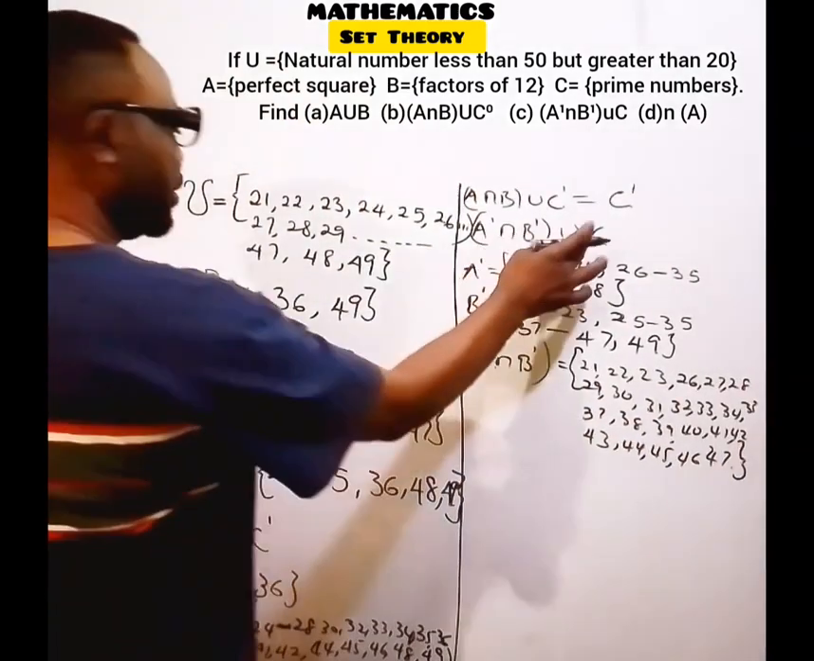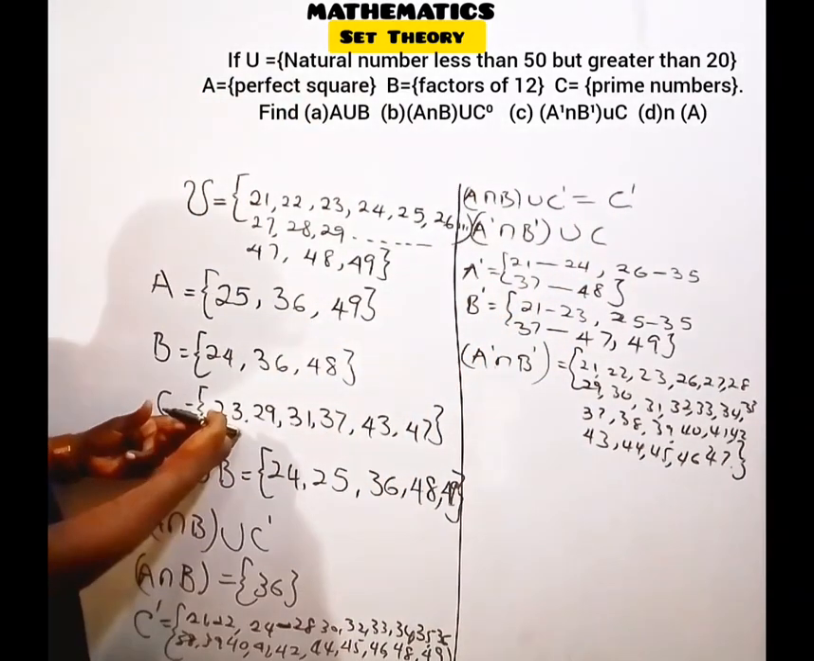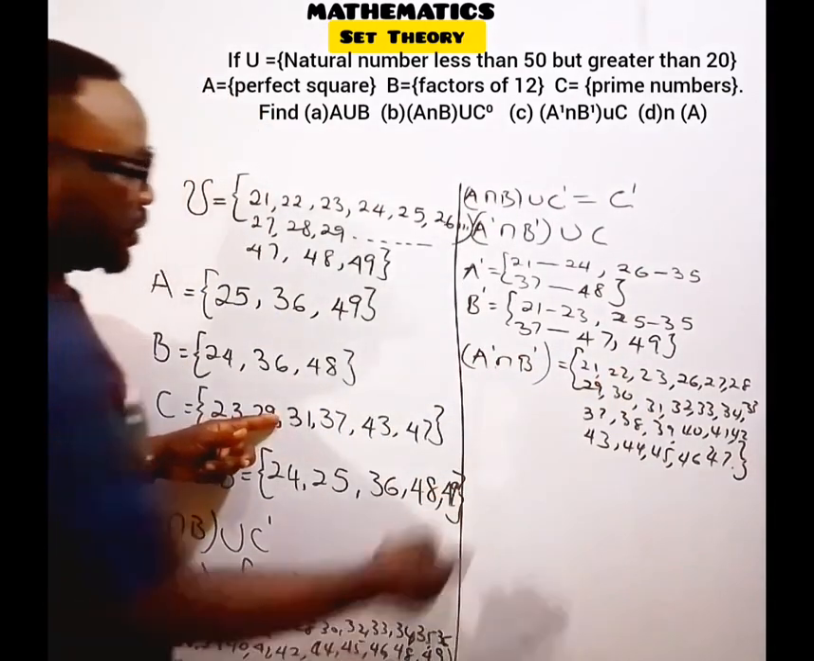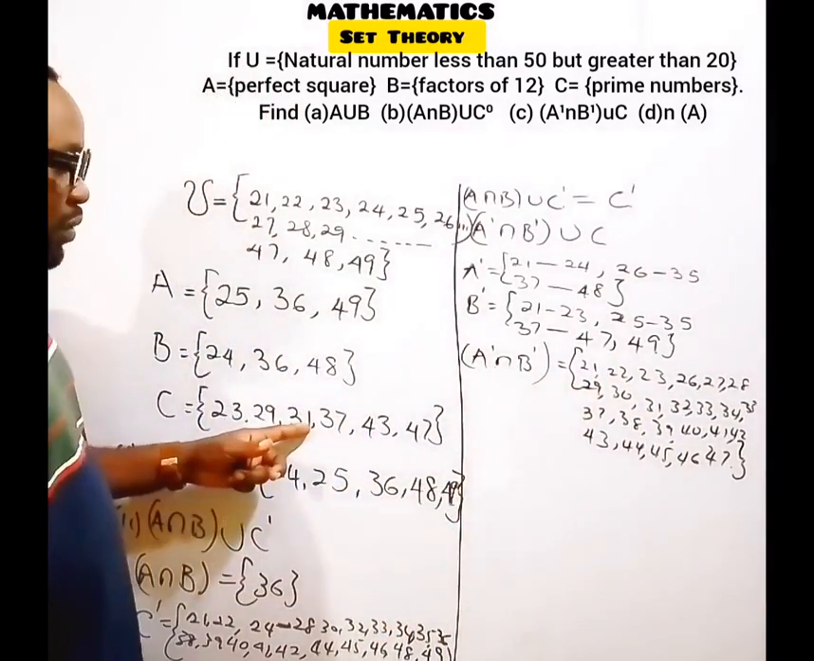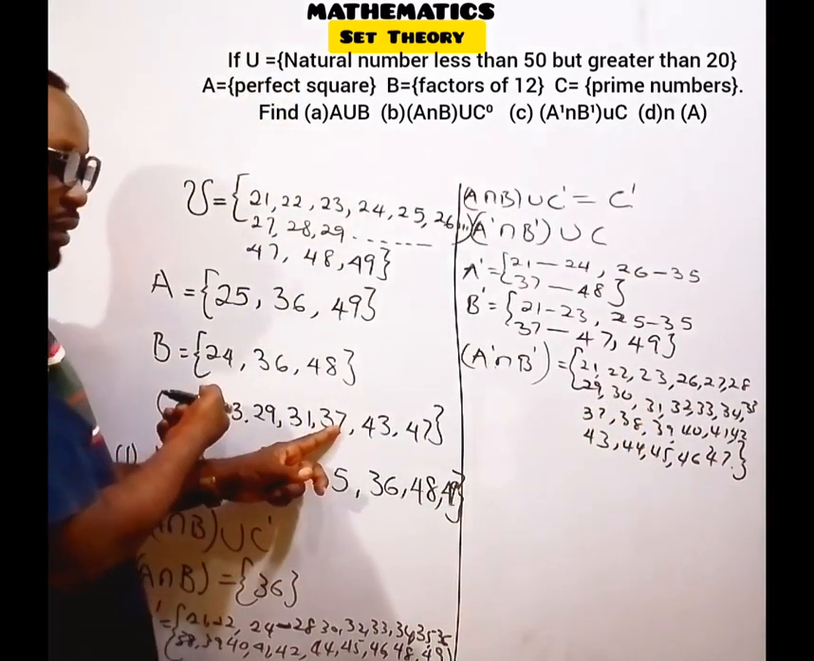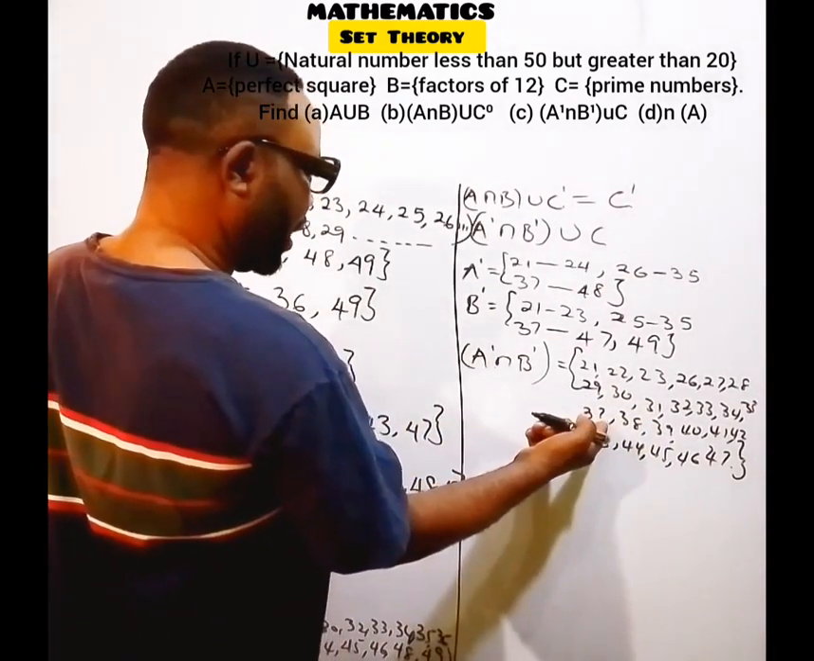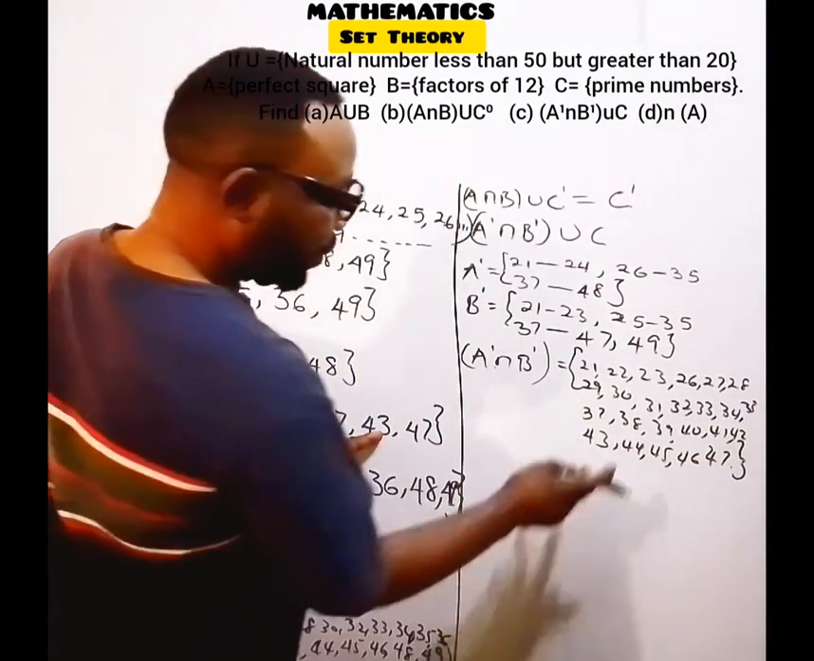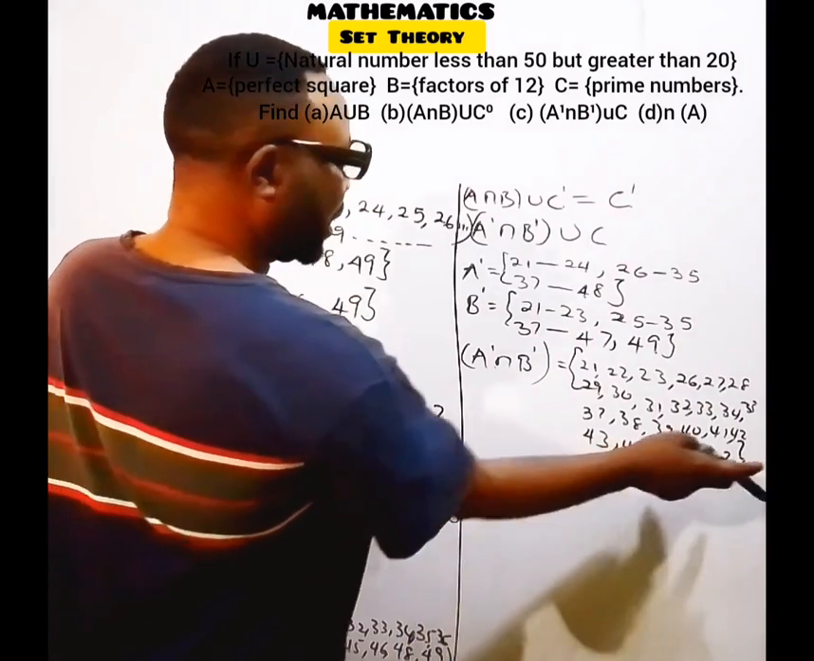Then union C. What are the values we have in union C? 23 is here, 23 is here. 29 is here, 29 is here. 31 is here, 31 is here. 37 is in C. 37 is in A complement intersection B complement. 43 is here. 43 is also here. 47 is here and 47 is here.